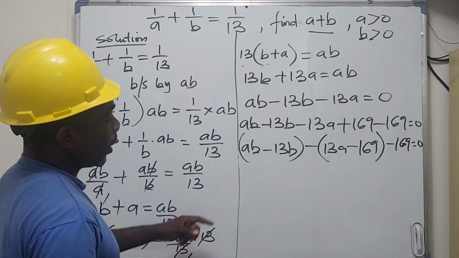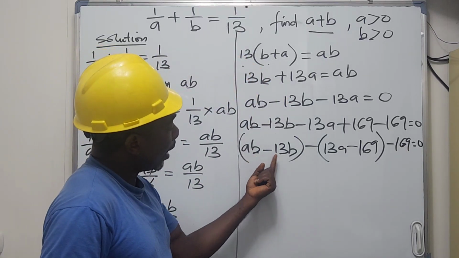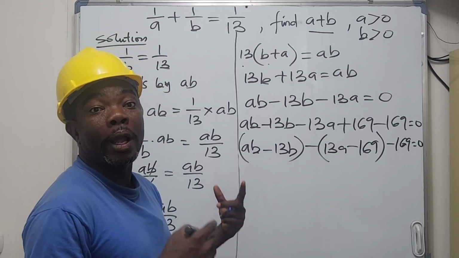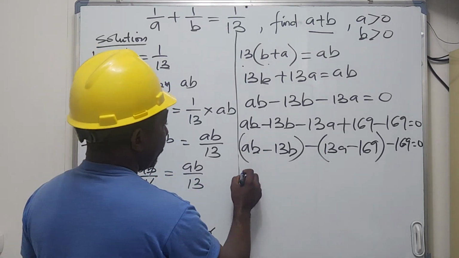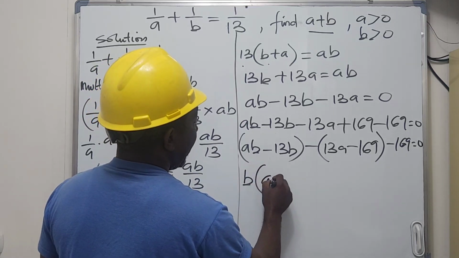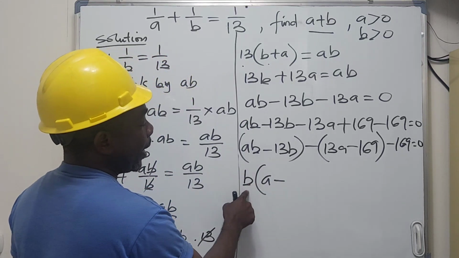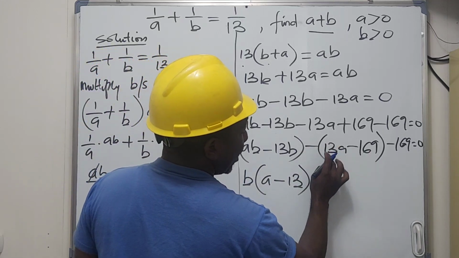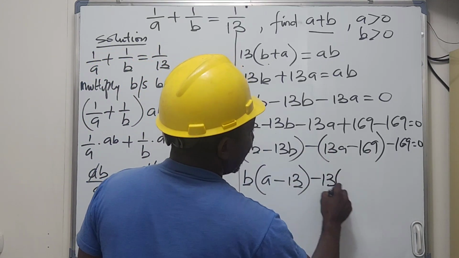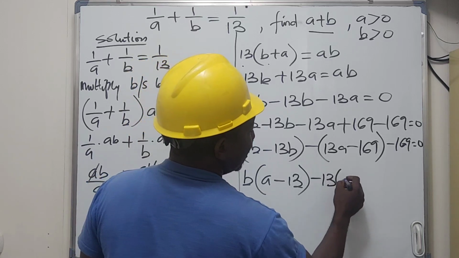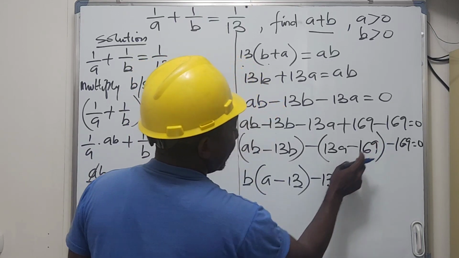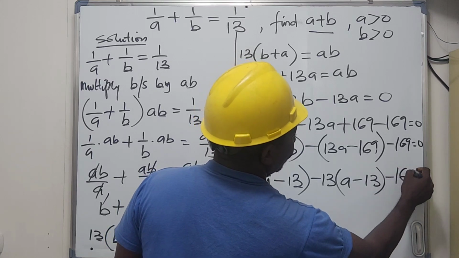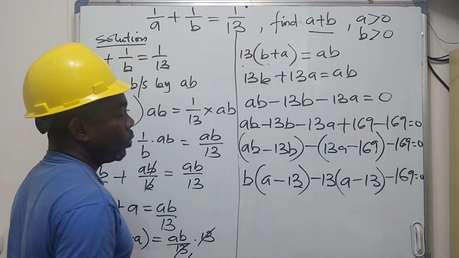So here we can see that we have two identical, which is b here, and we also have identical, which is 13. We can factor it out. So this will become b into a minus, dividing here by here will become 13. So here we have minus 13, then dividing the whole of here by 13 will give us a. Dividing here by 13 will give us minus 13. Then we bring down minus 169, all equals 0.